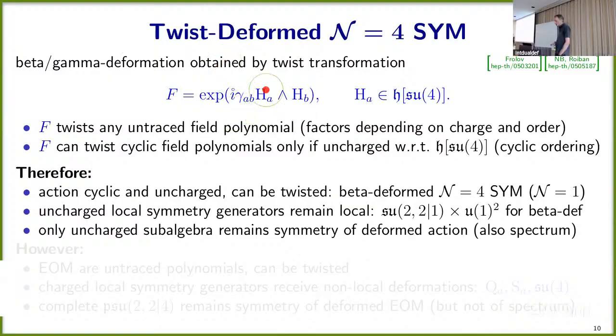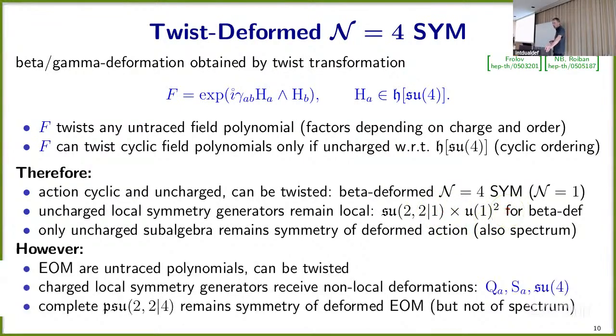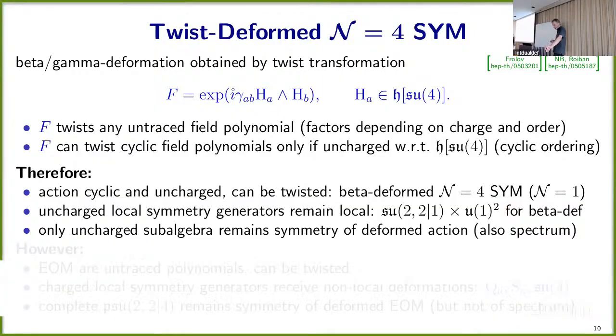I will always in this talk use this beta deformed N equals 4 super Yang-Mills, which has N equals 1 residual supersymmetry. All the uncharged local symmetry generators then remain local, so from the superconformal algebra there's a residual algebra, the little group SU(2|2)/1, and two of the Cartan charges for the beta deformation. And it's only the uncharged subalgebra that remains a symmetry of the deformed action and also of the spectrum itself.